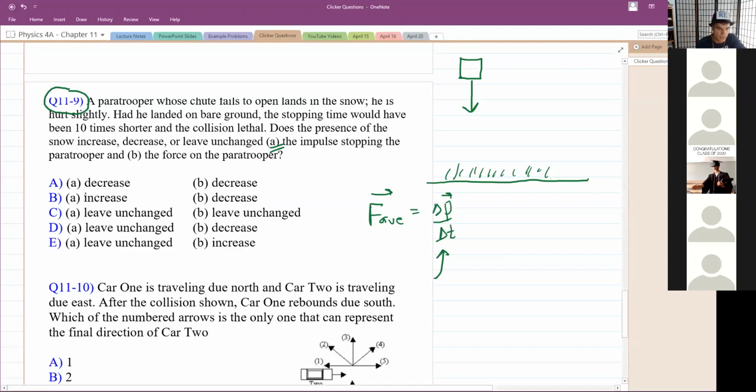So the answer is, what are we looking for? Does the snow change the impulse? So the answer is D. It doesn't change the impulse, but increasing the time decreases the average force.